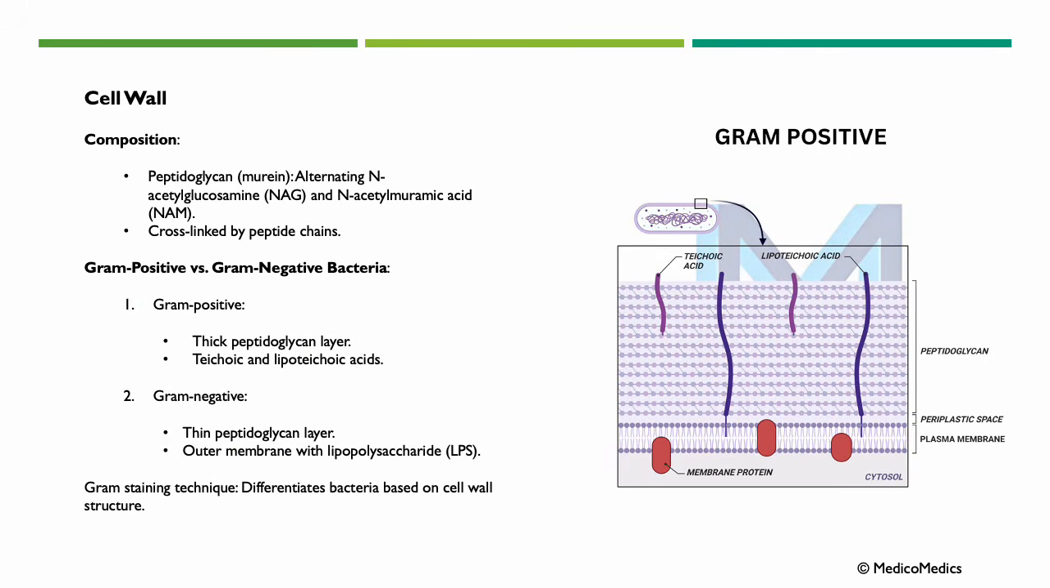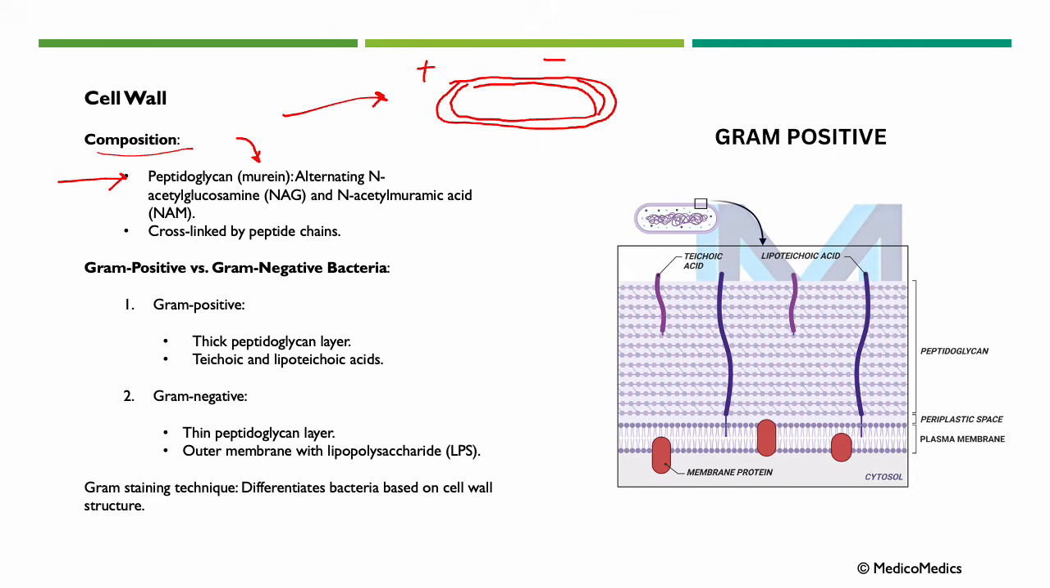Now, as we mentioned before, the bacteria has this cell wall, and we differentiated between gram-positive and gram-negative, where gram-positive has a much thicker cell wall compared to gram-negative, which has a much thinner cell wall. Now, the composition of the cell wall, whether positive or negative, is that it consists of peptidoglycan, also known as murein.